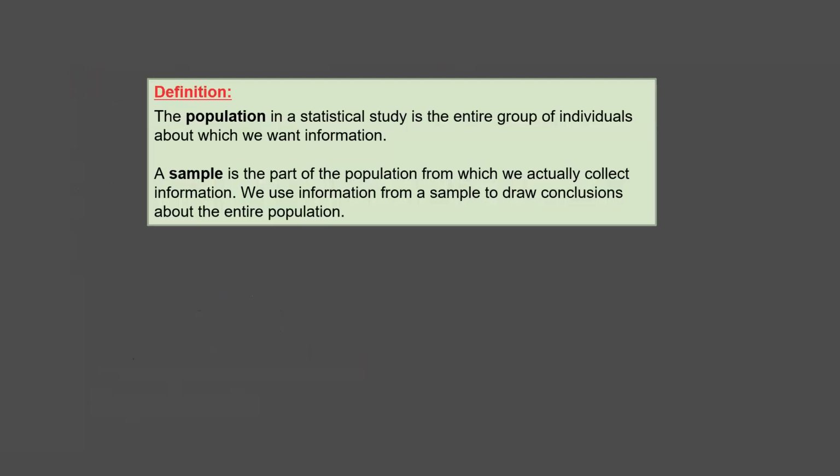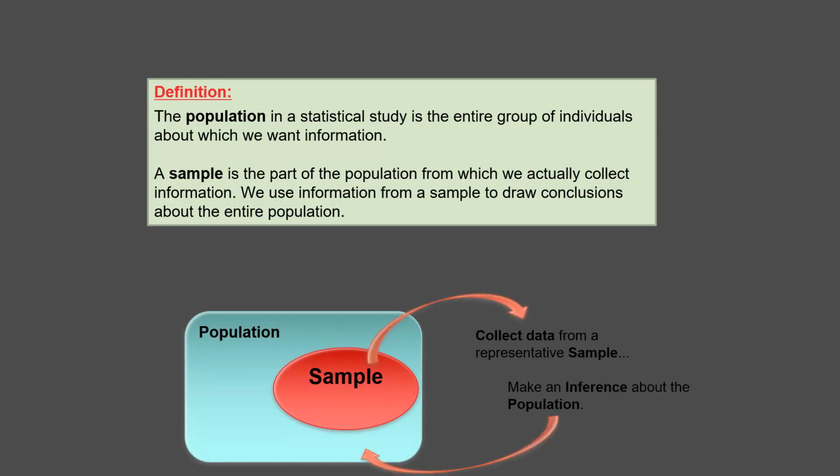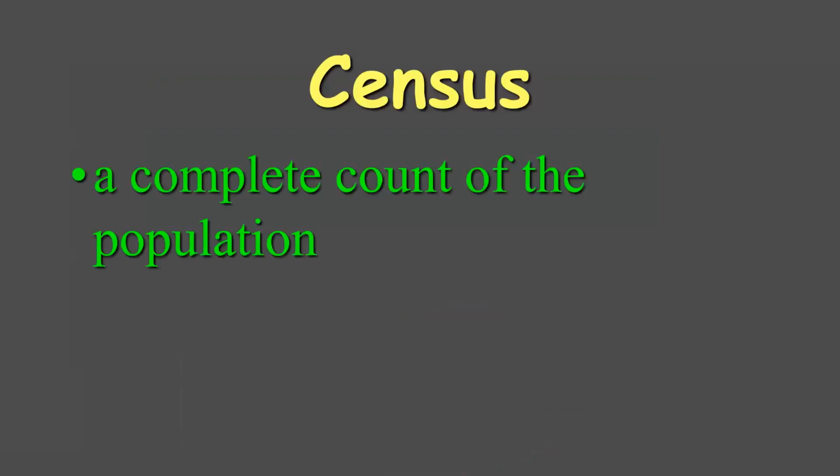So refresh your memory on some definitions. Again, population is the entire group of individuals we want to know information about. Of course, we would love to sample everybody. Ask everybody, typically that's not feasible. So what we do instead is we take a sample, a small subset, hopefully representative of that population, collect data from the sample in order to make an inference regarding the population. And that is the science of statistics.